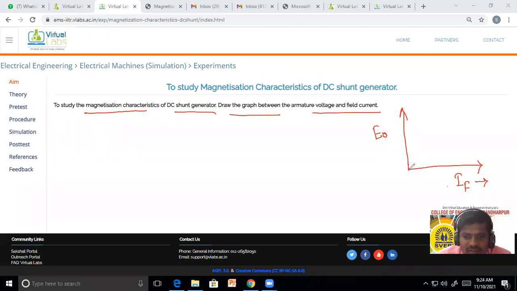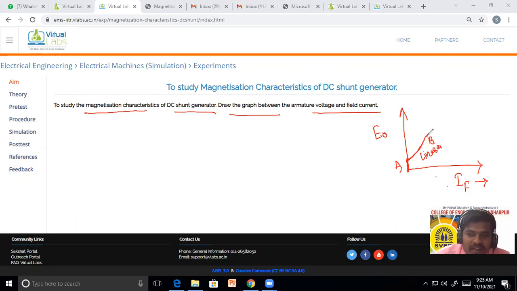Graph कसा येत होता? So up to this point, suppose here point A is there, due to residual magnetism there is some induced EMF present at zero field current. That means if no field current is there, at that situation there is some induced EMF present. After that the graph increases, or if field current increases, the induced EMF increases. Its relationship is linear, up to point B.